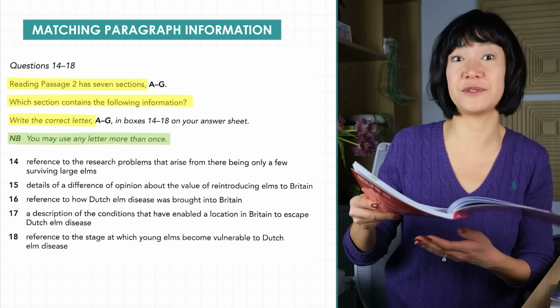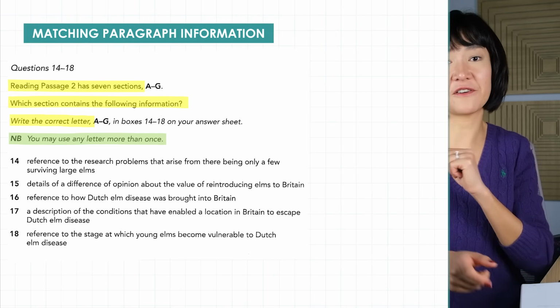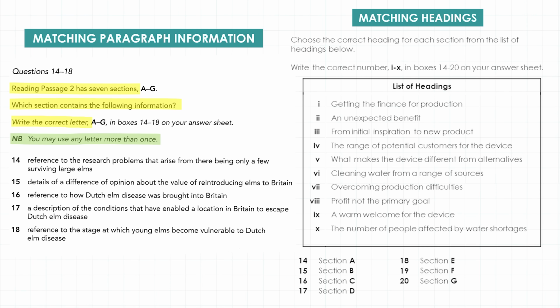Sometimes my students mix up matching paragraph information and matching headings, and that leads to mistakes. Because these tasks may look similar, but the idea or what you actually need to do is quite different. With matching headings, you're looking for the main idea of each paragraph. With matching information, you're hunting for specific details, a particular fact, example, or reference.